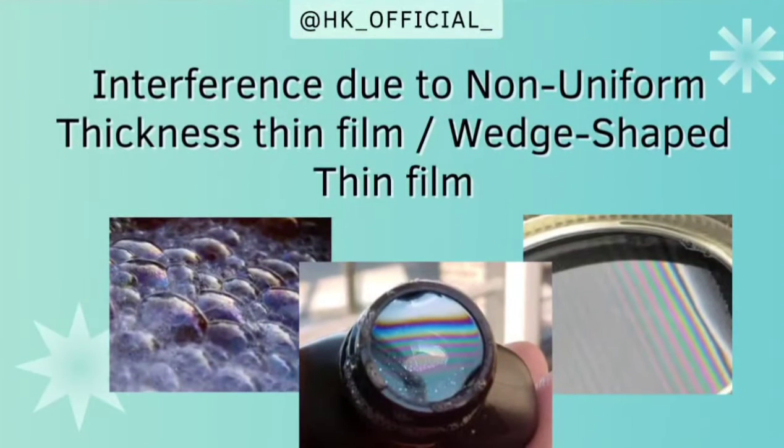The first topic which we are going to cover is the interference due to non-uniform thickness thin film. We can also call it a wedge-shaped thin film. In the previous video, I covered the very important topic of the chapter, that is interference due to thin film. If you have not watched it yet, please watch that video first and then come to this one. So, let's get started with this.